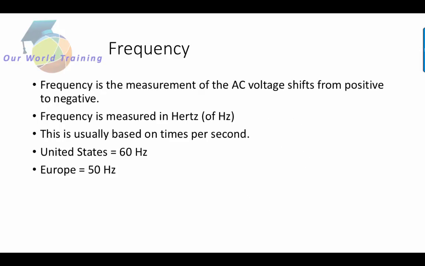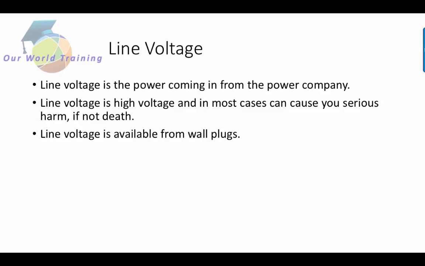That is frequency. Frequency is the measurement of the AC voltage shift from positive to negative. It's measured in hertz, Hz, based on times per second or cycles per second. In the United States, this is 60 hertz. In Europe, it is 50 hertz. That's why it's extremely important to know where your piece of equipment is coming from. Always check.